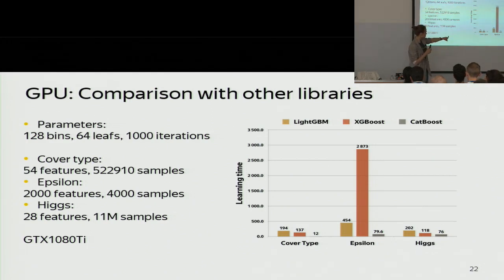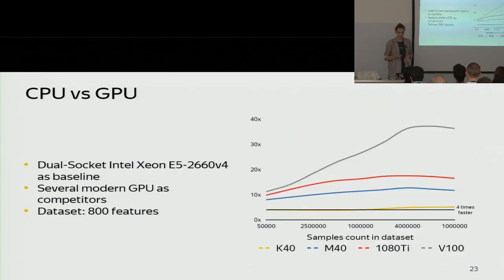In Higgs it's 3 times, in cover type is 10 times, and the next one is LightGBM. So in GPU training, we are by far the fastest ones. Now, I encourage you to use GPUs for training gradient boosting. If you are training gradient boosting, try GPUs. We are doing most of our production trainings on that.